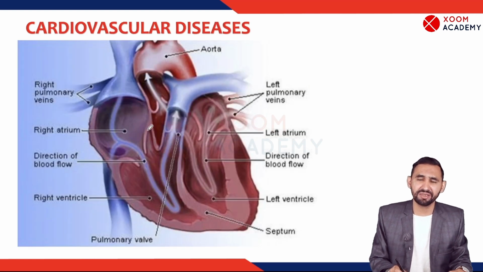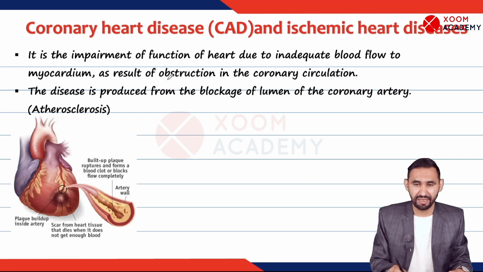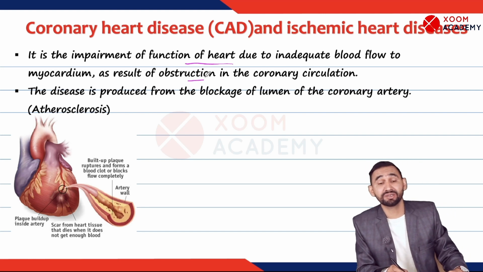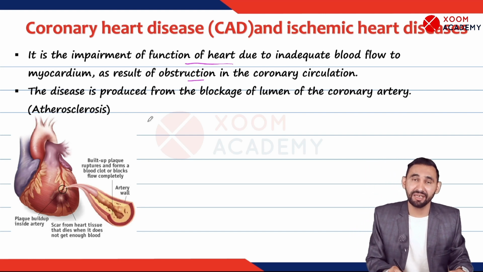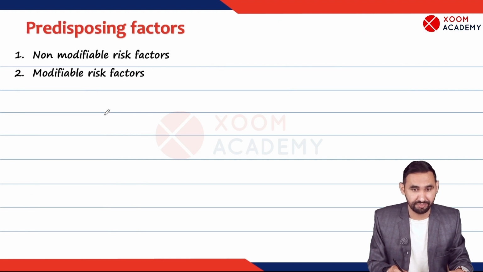What are cardiovascular diseases? Diseases of coronary arteries are cardiovascular diseases. There is occlusion in blood flow, like impairment in function of the heart due to occlusion in coronary circulation. The heart doesn't function normally, so there is disease. There may be chest pain. There may be a heart attack. It is due to atherosclerosis, thickening of the lumen of arteries.